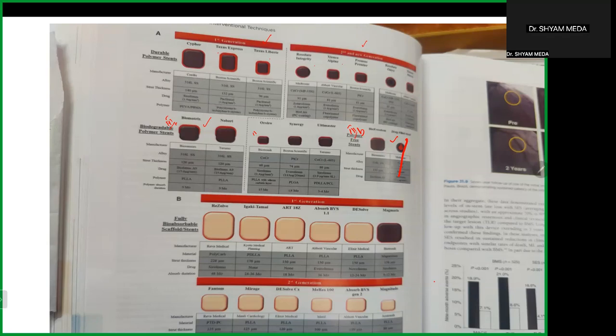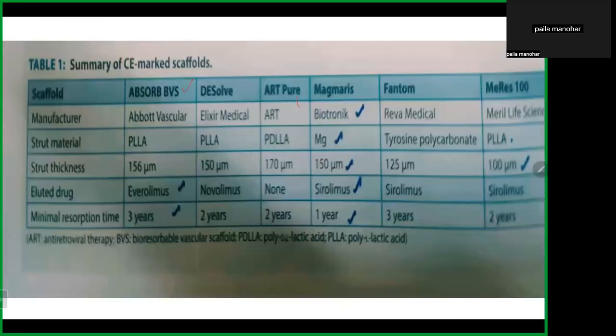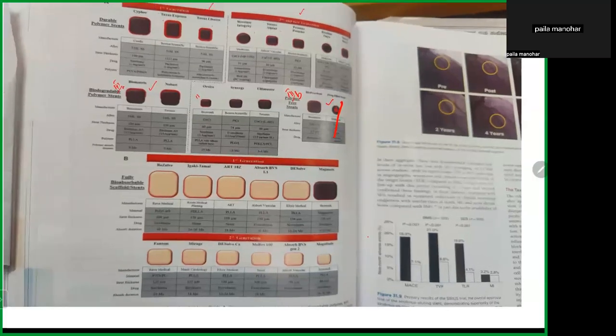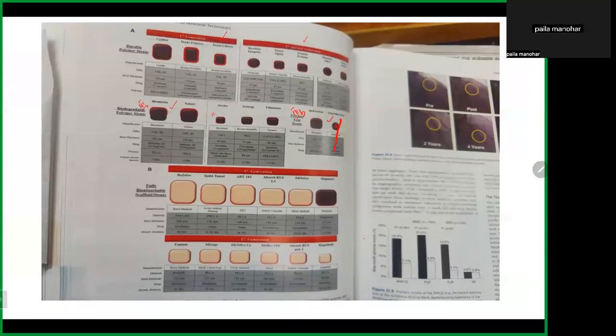Next is your bioscaffolds, which are of first generation and second generation. As I mentioned, observe bioscaffolds, which are of polylactic acid. As the generation advances, they use magnesium alloys, tyrosine polycarbonate and iron alloys. These are the recent ones. Okay, so these are the generations of the stents of bioscaffolds.